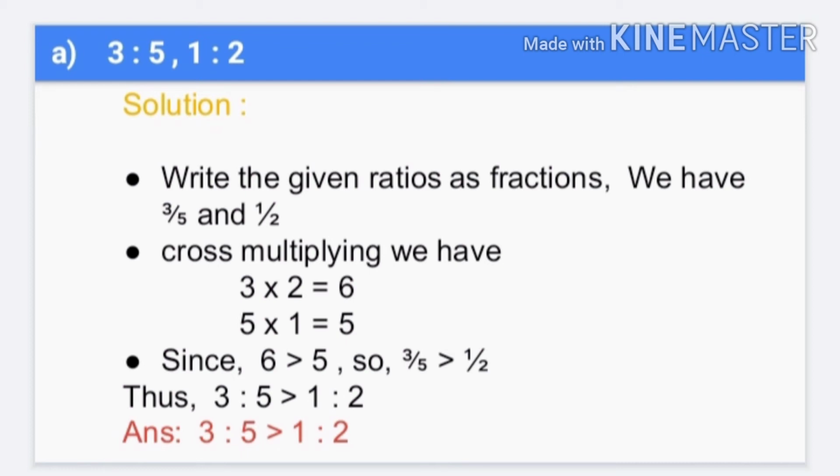Second one, 3 is to 5 and 1 is to 2. Write the given ratio as fraction, 3 by 5 and 1 by 2. Cross multiply. 3 into 2 equal to 6, 5 into 1 equal to 5. 6 greater than 5. So 3 by 5 greater than 1 by 2. 3 is to 5 greater than 1 is to 2. The answer, the greater ratio is 3 is to 5.